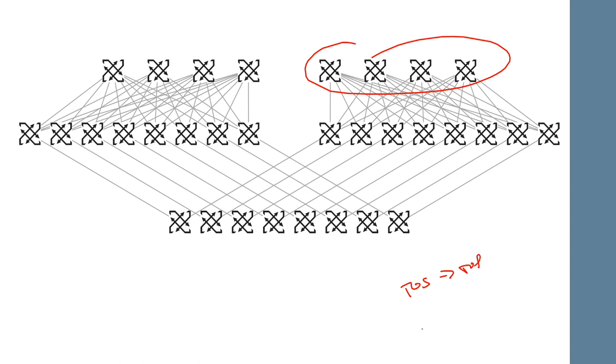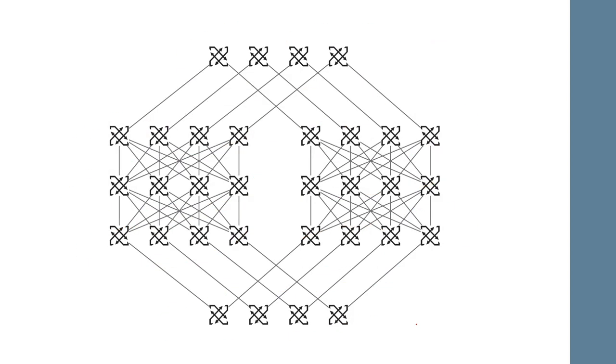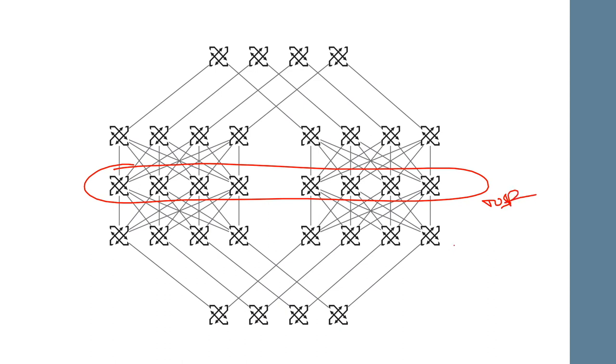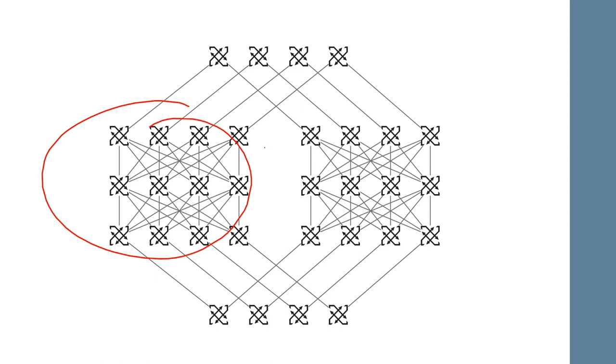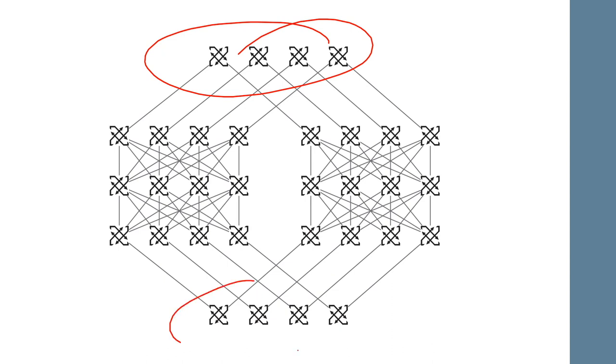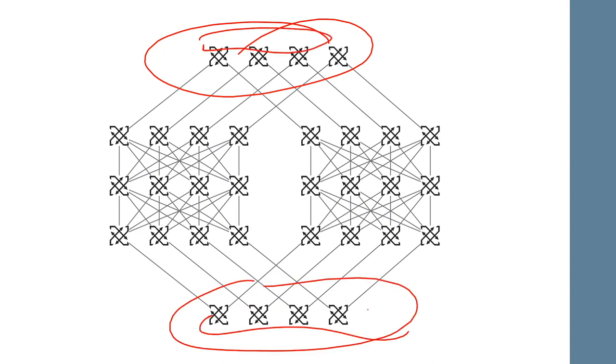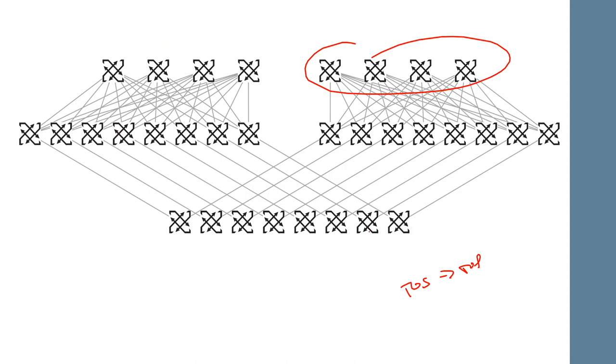Now a lot of people like to draw their spine and leaf networks this way. I don't personally find it to be very helpful. I actually find this drawing style to be better, only because I like seeing my spine in the center, my top of fabric in the center. Anyway, I like seeing this layer in the center because I think that I can see the fabric layout itself better when I do it this way. A lot of people find this confusing because the top of rack switches, my edge ports, are on both the top and the bottom of the fabric. I don't find that very confusing. So you can draw them any way you want to, but I tend to prefer drawing them the other way.